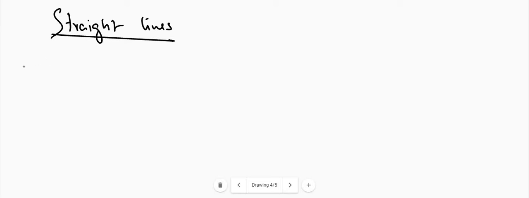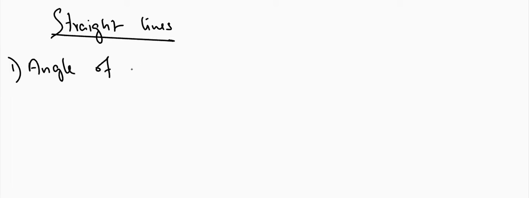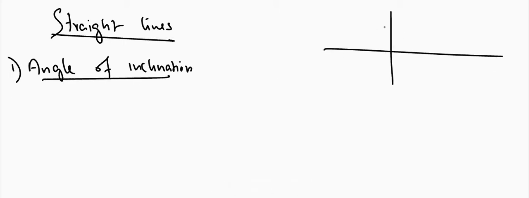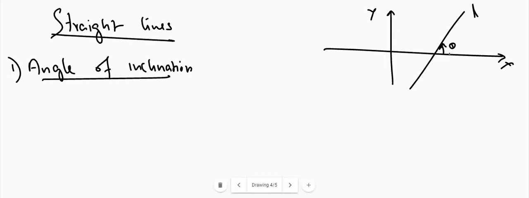In this section we first discuss slope. Before that, first we define the angle of inclination. If a line makes an angle theta with the positive direction of x-axis, that is, if a line is inclined at an angle theta with the positive direction of x-axis, this angle is known as the angle of inclination.